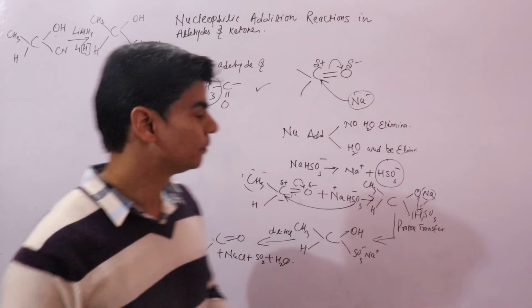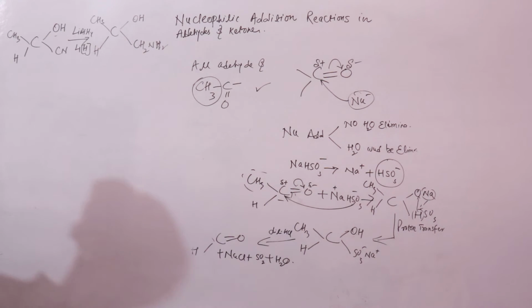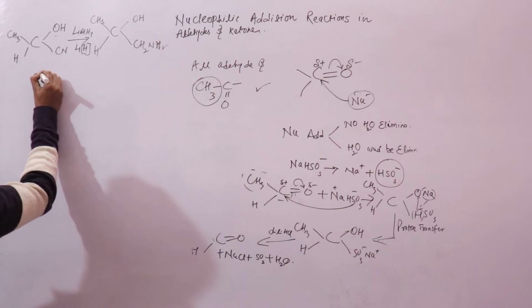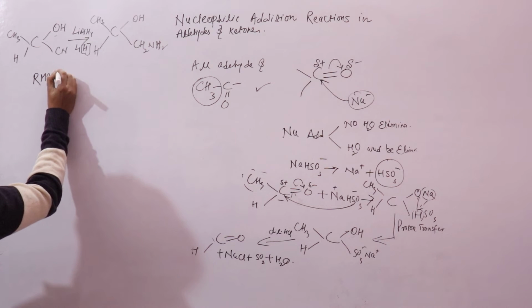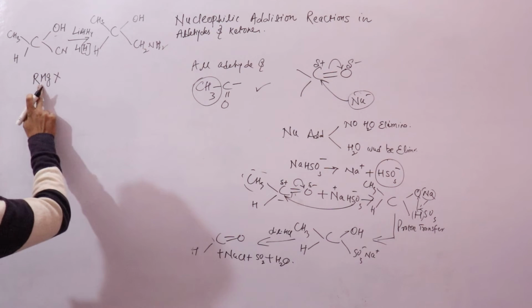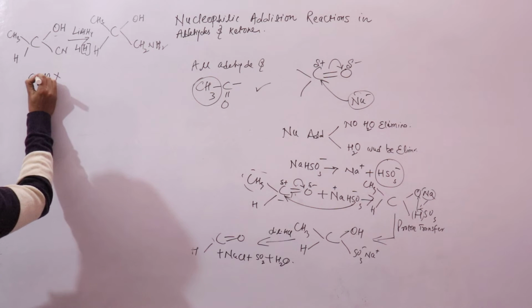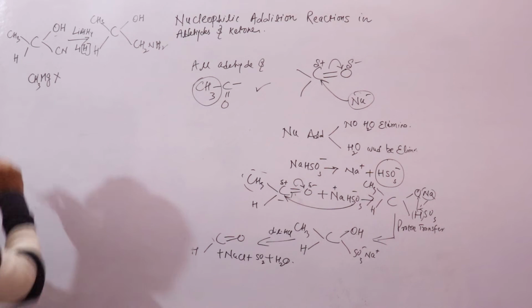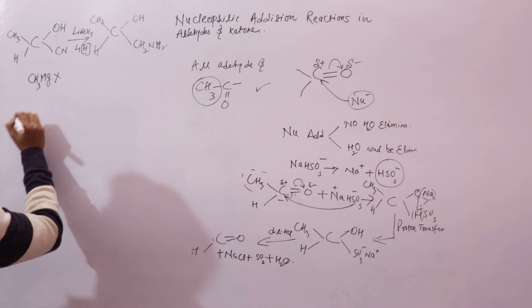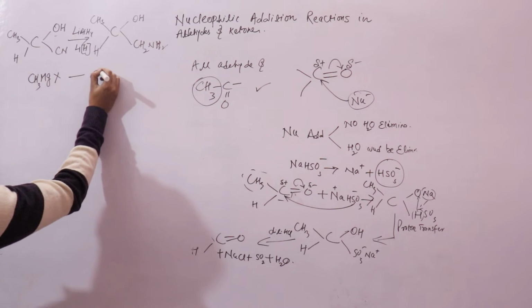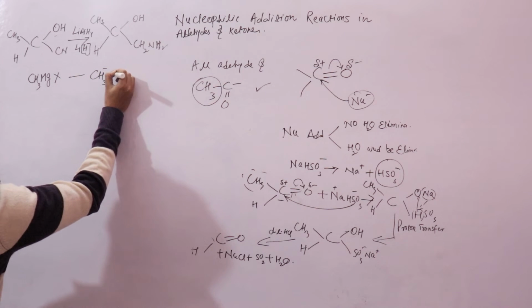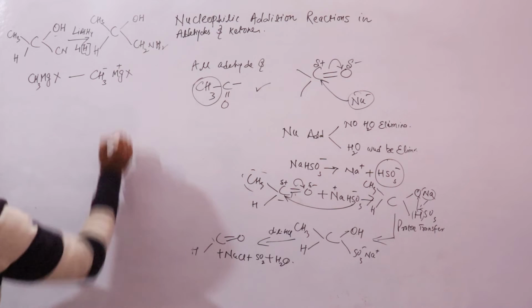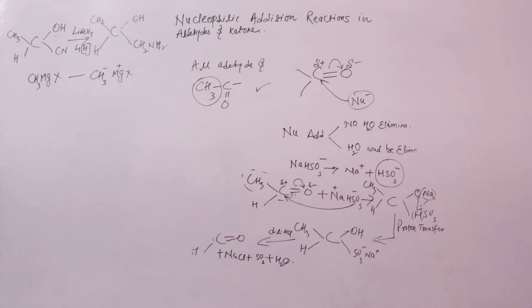Just notice that. And in Grignard reagent, which is your RMgX, or let's take CH3 in place of R. In Grignard reagent, we know that carbon has high electronegativity with respect to magnesium. So here we have CH3 minus MgX plus. So the nucleophile is your methyl. Methyl is your nucleophile.